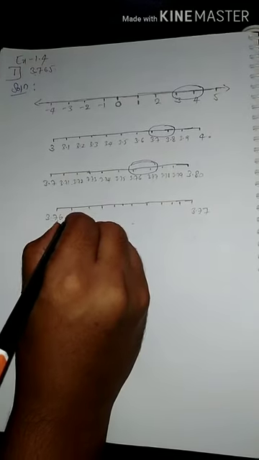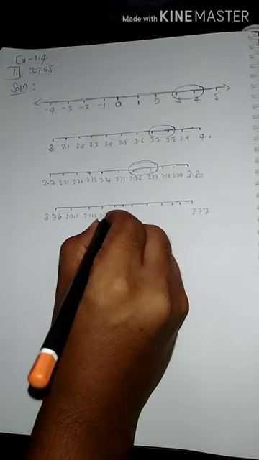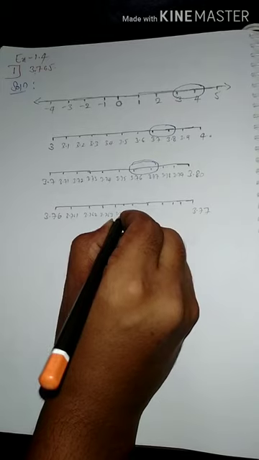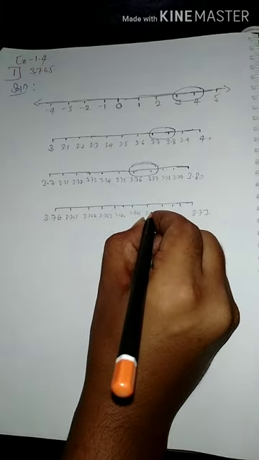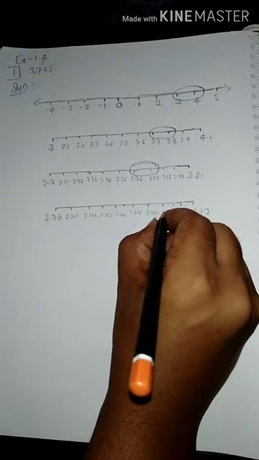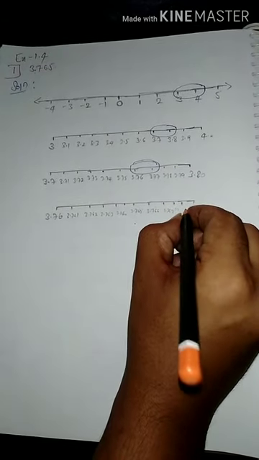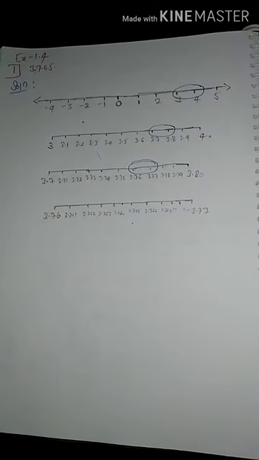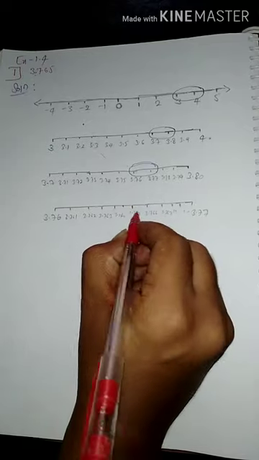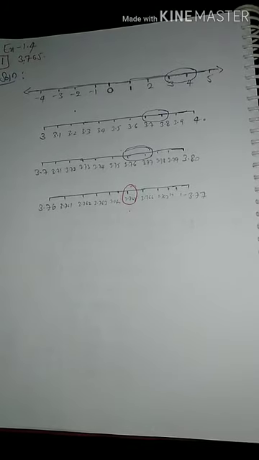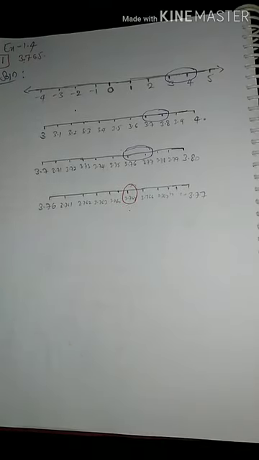3.761, 3.762, 3.763, 3.764, 3.765, 3.766, 3.767, 3.768, 3.769. See here students, here is 3.765. Yes, hence it is the representation of 3.765 on the number line.